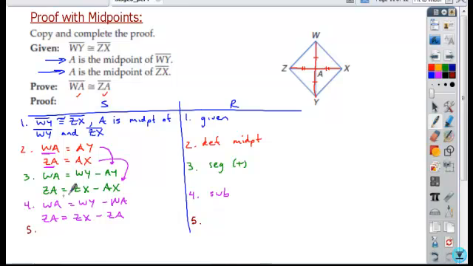What can I do to both sides of this equation now? If I add WA to both sides, what do I get on the left side? 2 times WA is equal to WY. All I did was add the same value to both sides of my equation, so addition property. And do the same thing with the second statement. 2 times ZA is equal to ZX.